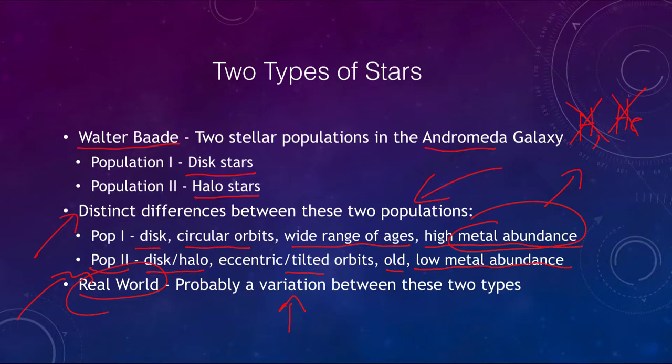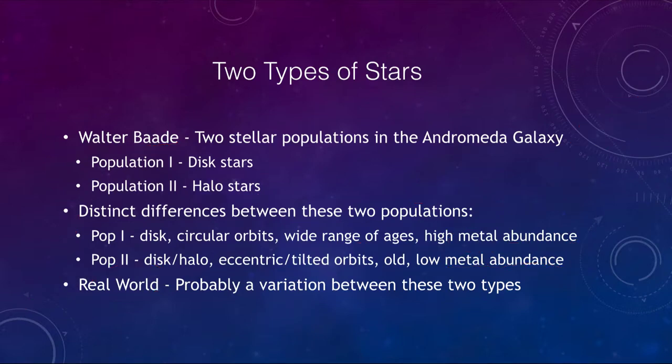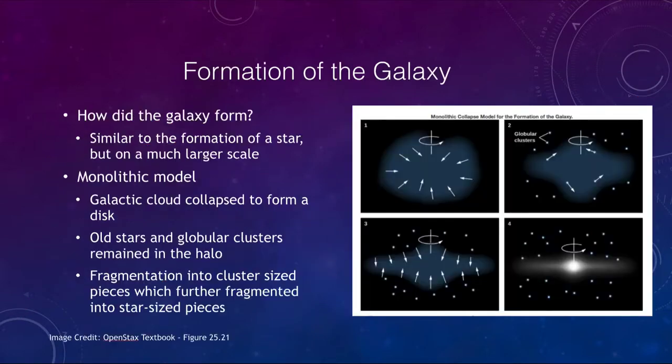So what does this tell us about the formation of our galaxy? So looking at the formation of our galaxy, how did the galaxy form in the first place? Is it similar to the formation of a star, but on a much larger scale? That is one way of thinking about it. And essentially it's what we call the monolithic model, where the galactic cloud, as we see here in figure 1, is collapsing in to form a disk.